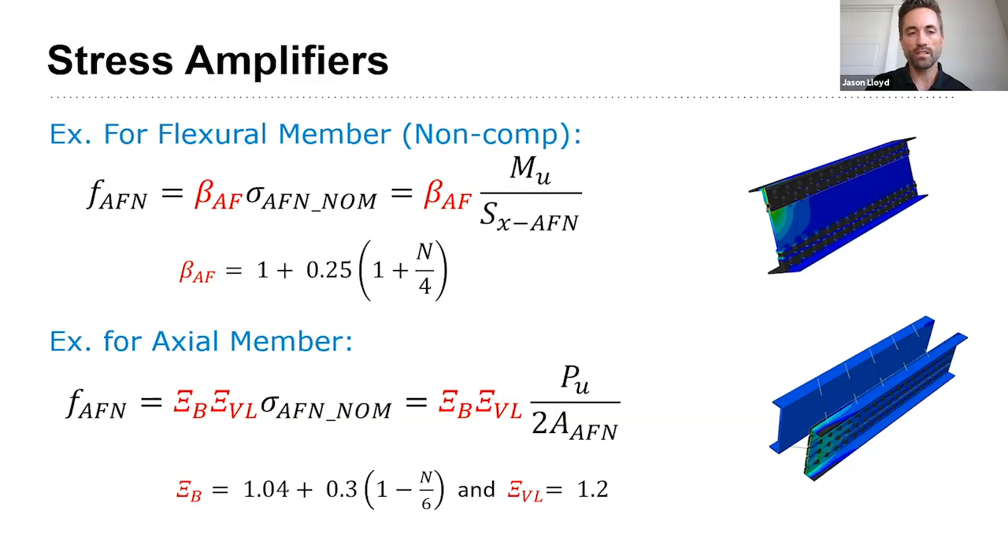There are two factors here. This is a new Greek letter, and I love it because it actually looks like a built-up member. So it's one of my favorite things, but this is the Greek letter Chi, and there's a Chi sub B for a local bending effect and a Chi sub VL, which is for shear lag.